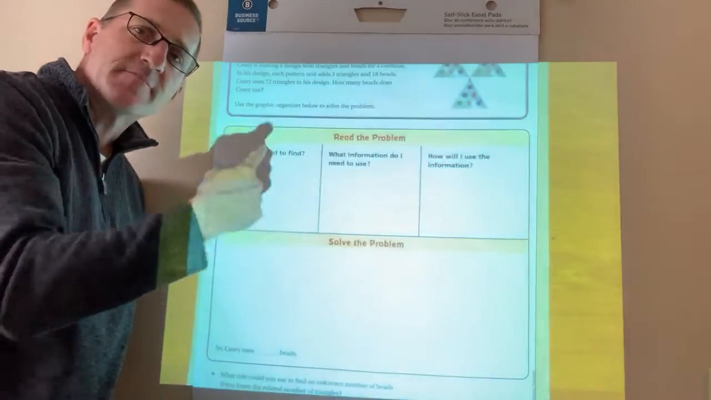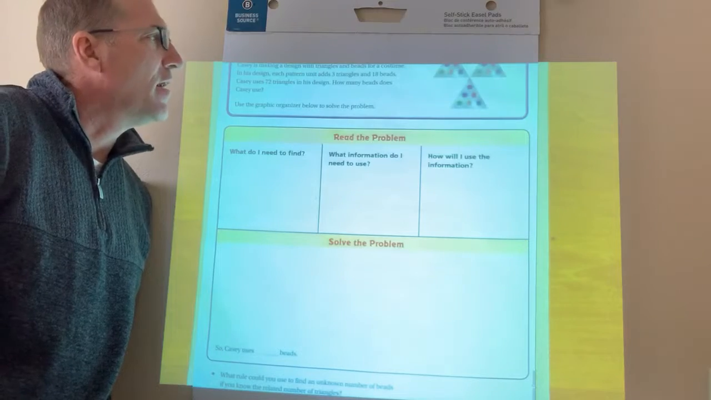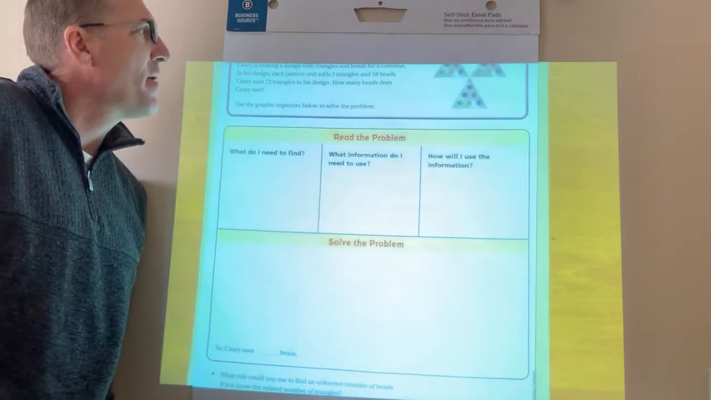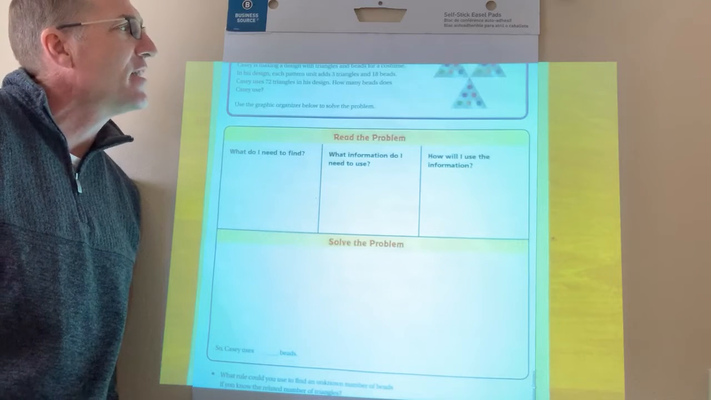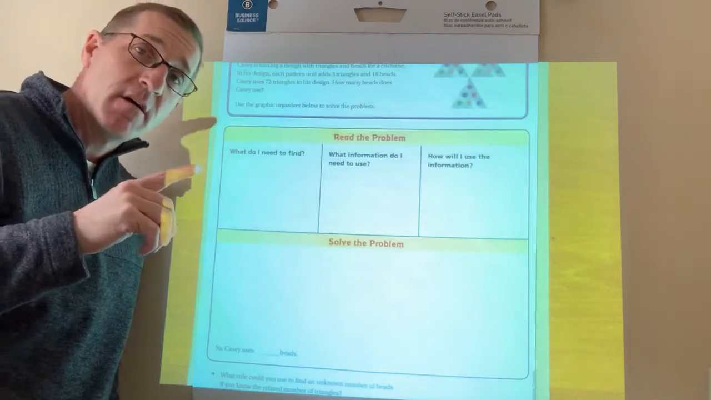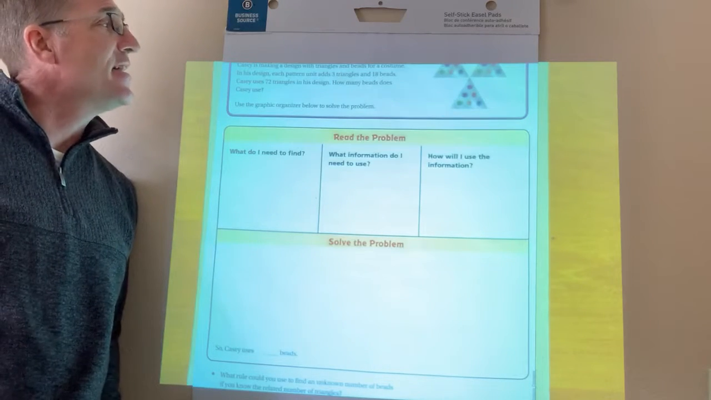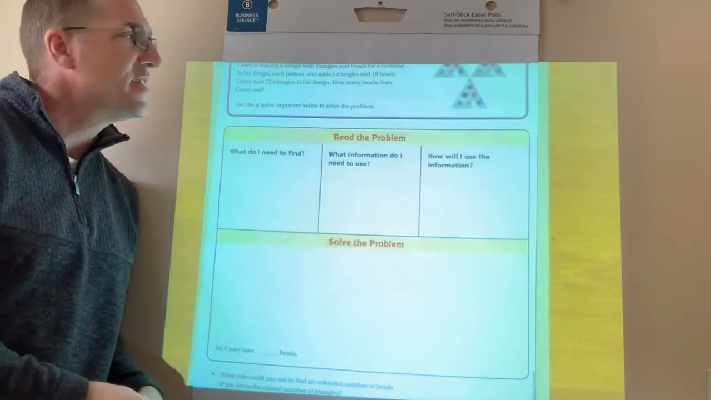All right, Pack Meetings. Page 2, we got a pretty similar problem here. We got these triangles and beads and a pattern. So it says Casey is making a design with triangles and beads for a costume. In his design, each pattern unit means one, so each pattern unit adds 3 triangles and 18 beads. So that's all the information we need right there.